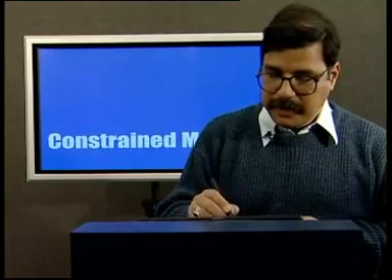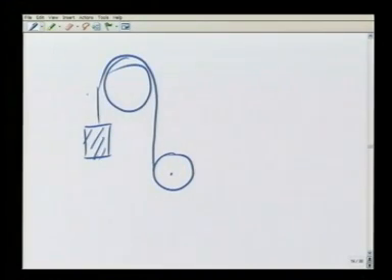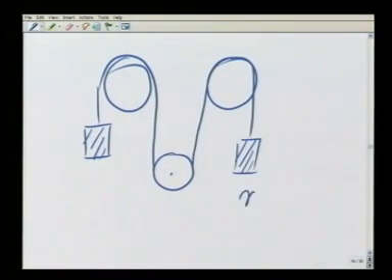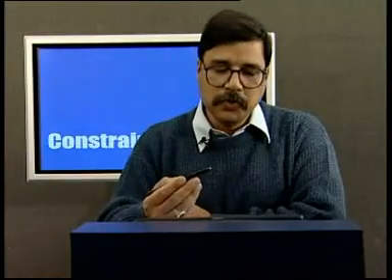Let me show them again in the picture. This is my pulley, mass M1, here is the pulley, here is the other pulley, mass M2, M1, M3. Here the tension works this way: T1, T2. These are the forces of constraint. Again, I am assuming T1 and T2 to be the same, because I will be considering for simplicity massless and frictionless pulleys, and assume that all the ropes are massless.